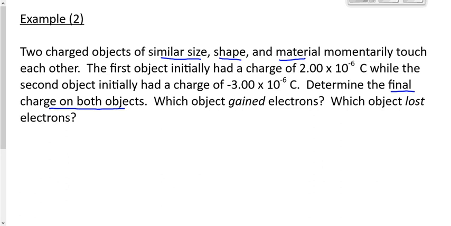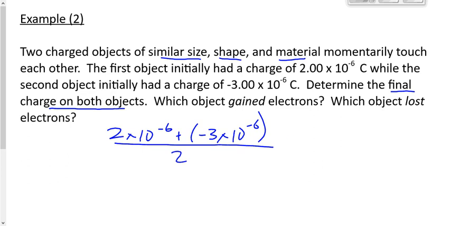Yes. Remember, we got to spread it out among 2 different charges, right? The total charge here is minus 1 times 10 to the minus 6. But that minus 1 times 10 to the minus 6 is distributed over 2 different charges. So each one of them is going to experience negative 0.5 times 10 to the minus 6. What we're going to do is average these out, basically. 2 times 10 to the minus 6 plus negative 3 times 10 to the minus 6 divided by 2 gives us negative 5.0 times 10 to the minus 7 coulombs.